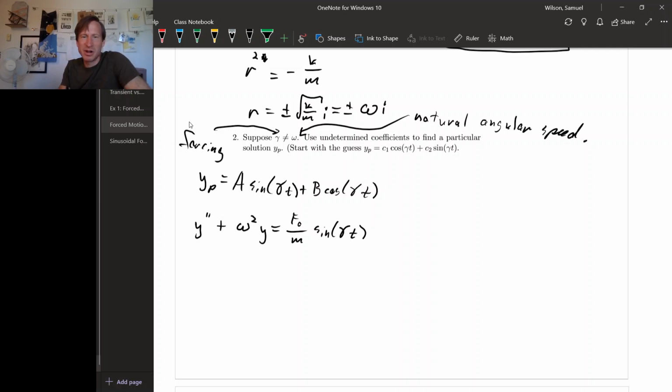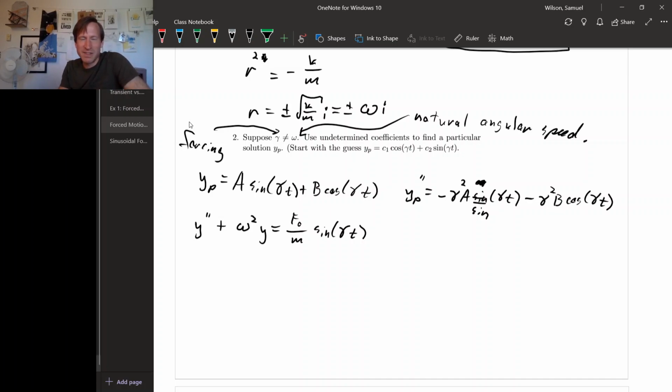Now we can start plugging in our derivatives. We need two derivatives. I won't write the first derivative, but the second derivative is going to be minus gamma squared A sine gamma t. Sorry, this should be cosine gamma t. No, that should be sine gamma t. I was right the first time. Minus gamma squared B cosine gamma t.